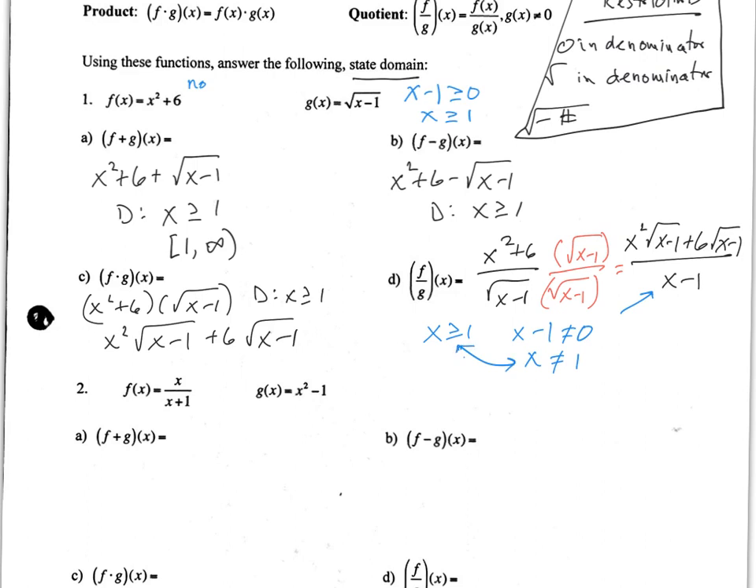Do not write these as separate. Combine them. Make it look like you actually know what you're doing, because you do. So if it has to be greater than or equal to 1, and, this is an and, it can't equal 1, then all we have is that x is greater than 1.